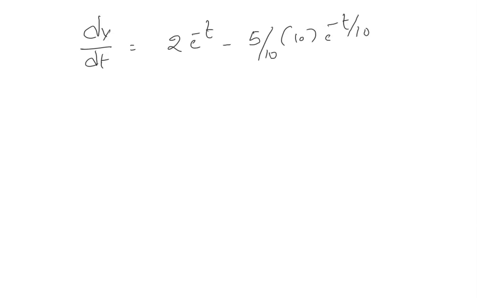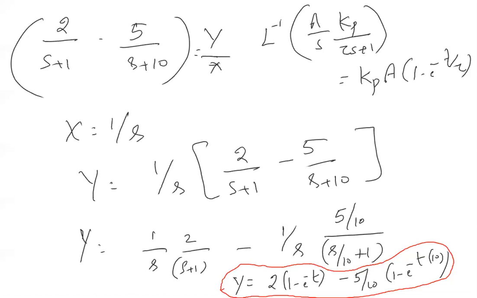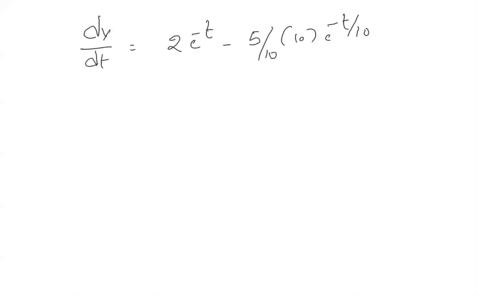So is this dy by dt or not? If you differentiate, you will get this one. So what is dy by dt at time t equal to 0? 2 minus 5, which is minus 3.